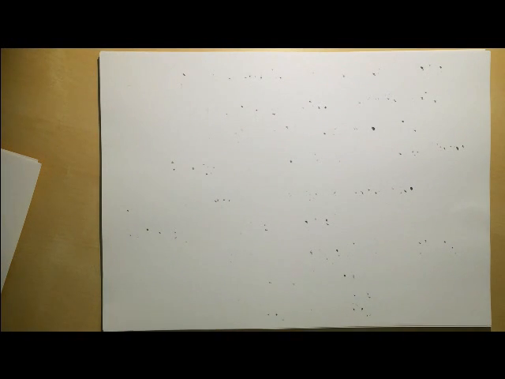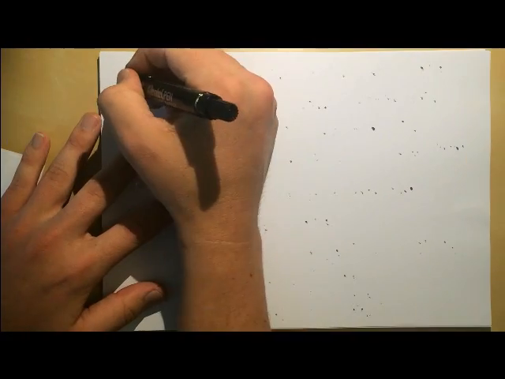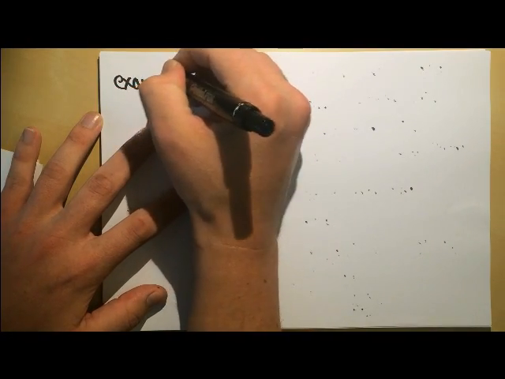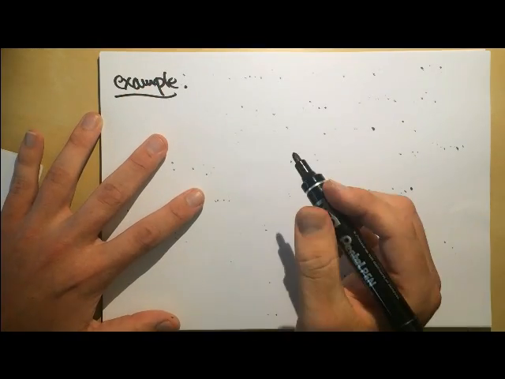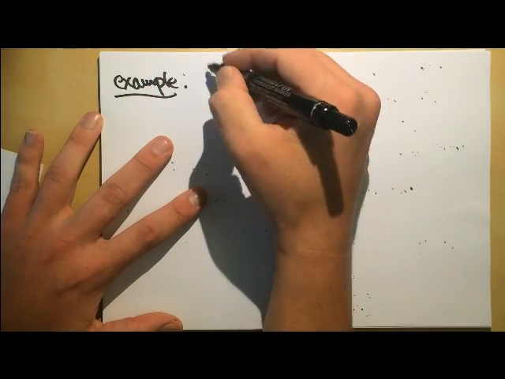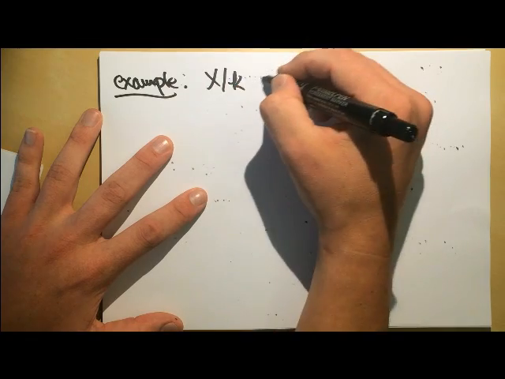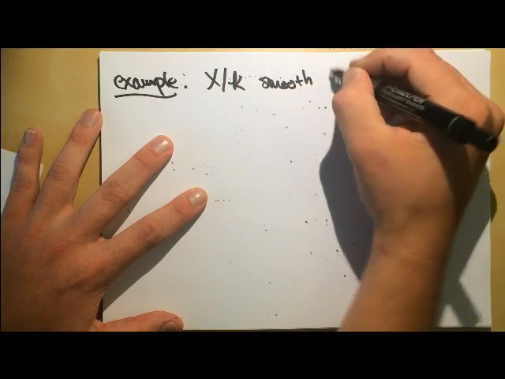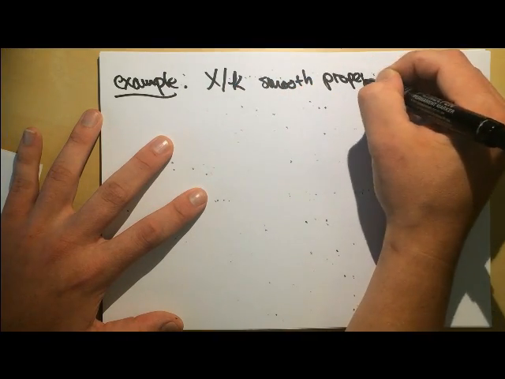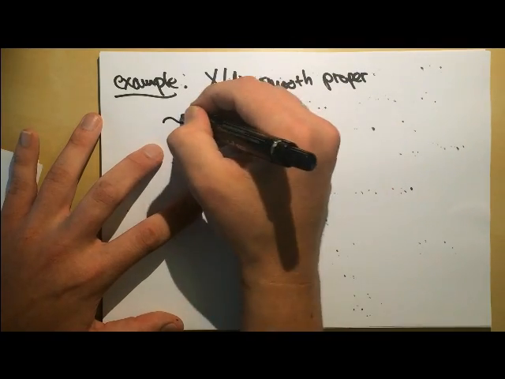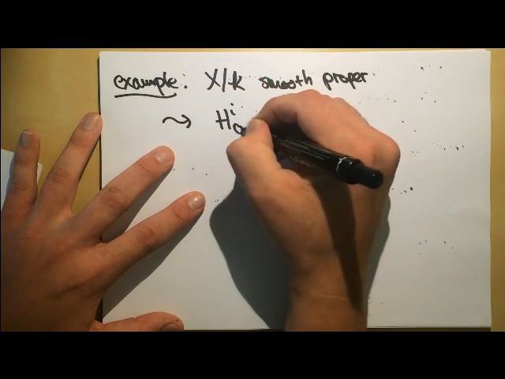Okay, so the primary example that we're going to have is going to be coming from crystalline cohomology. So if X over K is smooth and proper, well, what we can do is we can associate crystalline cohomology.